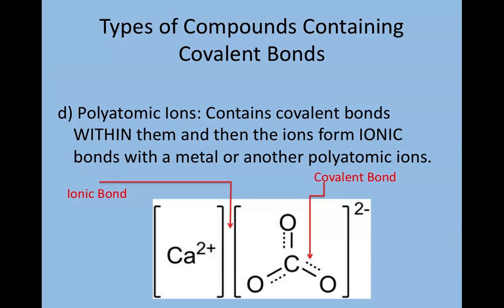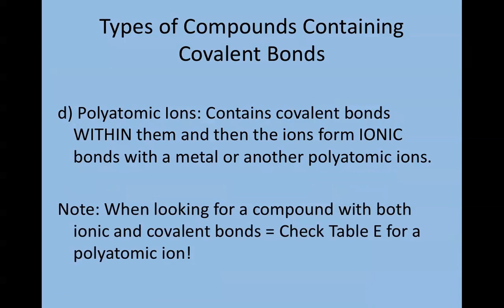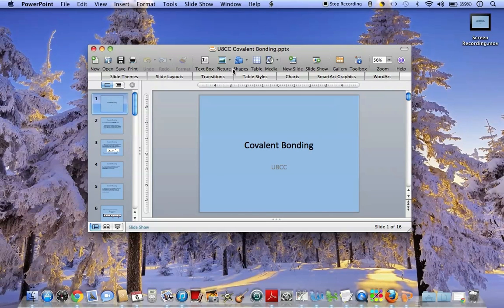However, a compound containing a polyatomic ion contains both covalent and ionic bonds. It's a very common question where it'll ask you to locate the compound that has both ionic and covalent bonds. So you want to be able to check Table E and find that polyatomic ion, and that's your compound that will have both types of bonds. All right, tomorrow we'll actually get into how to draw these types of molecular compounds and go a little bit more into covalent bonding.